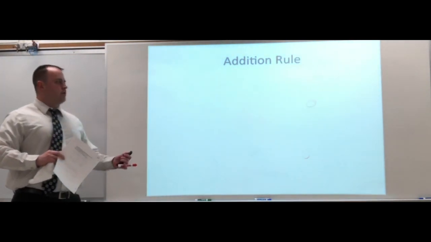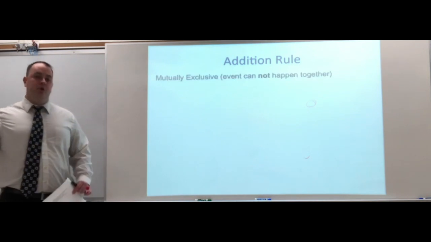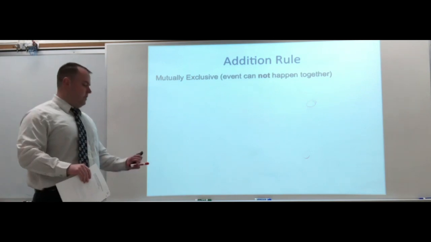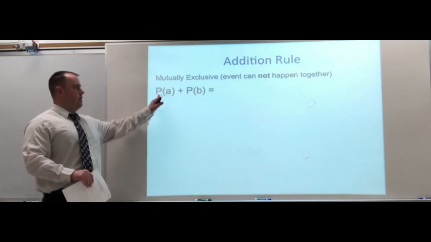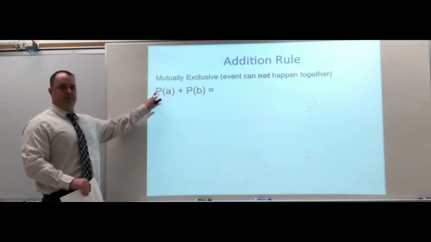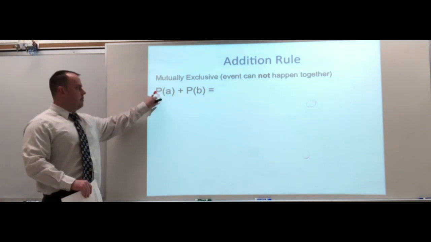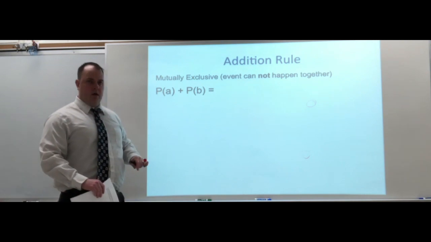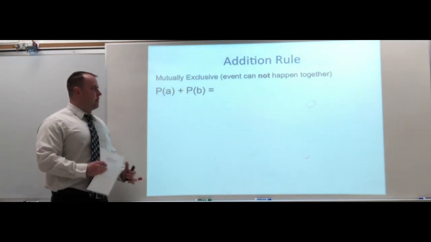Now, for the addition rule, what we just looked at were mutually exclusive events. These are events that cannot happen together. And we just did the basic probability of A, that's what the P stands for. This is notation for probability. Probability of event A plus the probability of event B. And we just added those together.